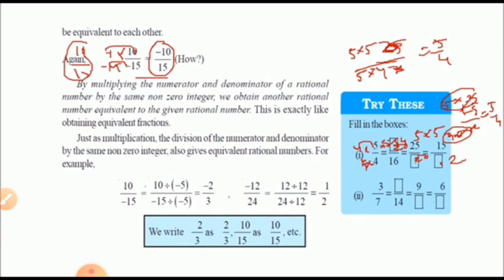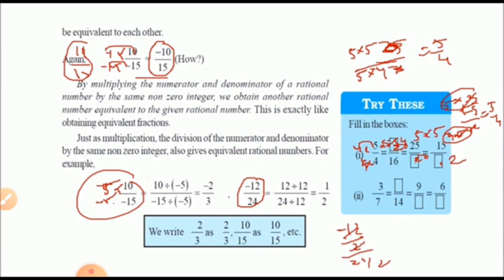Last but not least, the second question we can also discuss. 3 upon 7 is there, and then the equivalent fraction has denominator 14. How did it become 14? Think about it. Same way here, 10 upon 15 and minus 12 upon 24. Will you divide by 2? Yes, 6. 6 upon 12. Again divide by 2. 6 1s are 6, 6 2s are 12. So minus 1 by 2 is the answer.